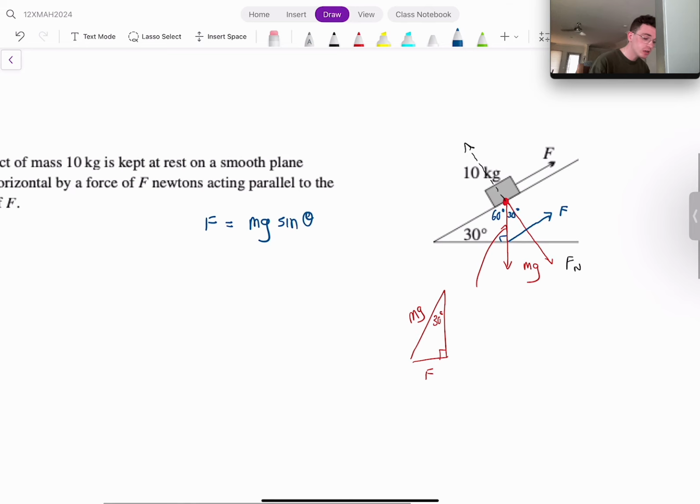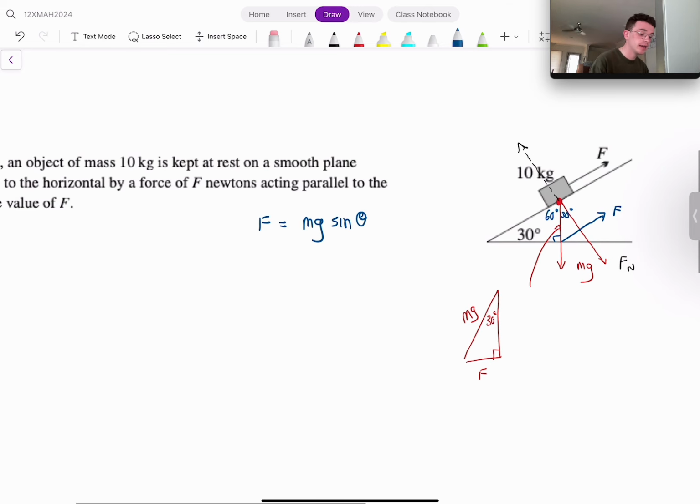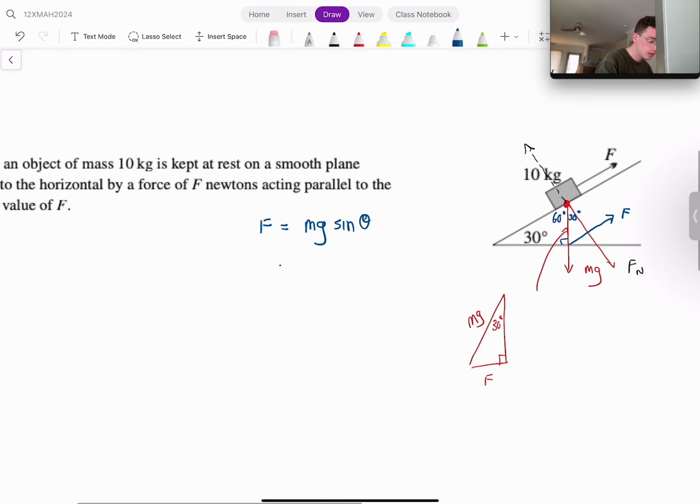So our force acting in the direction of the plane, or parallel to the plane, is always mg sine theta. So the mass is 10, gravity is 9.8, times by sine of 30, ensuring that you are in degrees. 10 times 9.8 times sine 30, we get 49 newtons. So the force parallel to the plane is 49 newtons. So that is the force required to keep that object there.